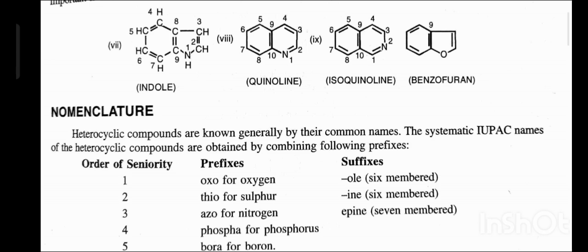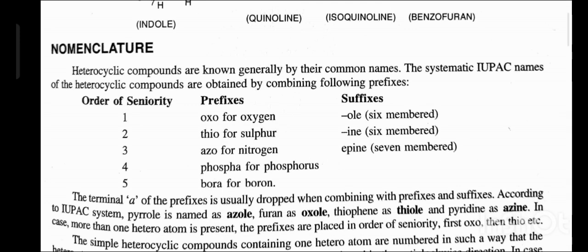The systematic IUPAC names of heterocyclic compounds are obtained by combining the following prefix and suffix, in order of seniority. First, oxa for oxygen, suffix ole for a 5-membered ring. Second, thia for sulfur, suffix ine for a 6-membered ring. Aza is the prefix for nitrogen, suffix epine for a 7-membered ring.